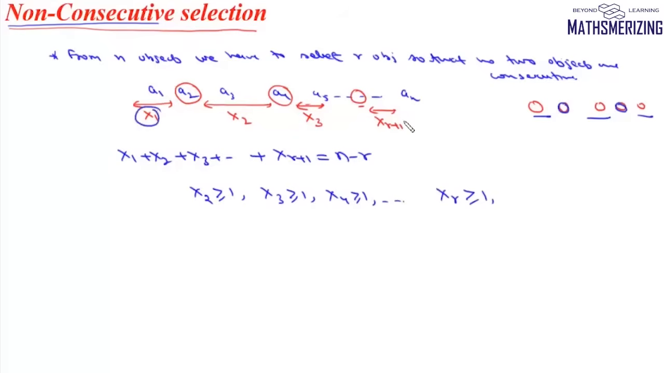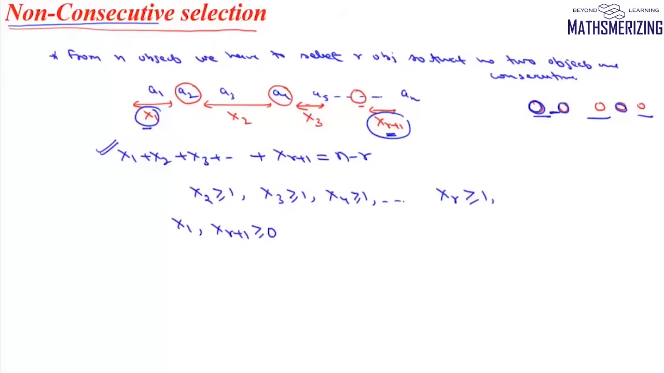What about x1 and x(r+1)? Now the case can be, we have selected this first element and then we have taken a gap, and then we can select say third or fourth or any other element. So this x1 and x(r+1) can take a value 0. So here x1 and x(r+1) should be 0 or greater than 0. So we'll need to find the total number of solutions of this linear equation x1 plus x2 plus x3 plus ... plus x(r+1) equals n minus r, such that x1 and x(r+1) should be 0 or greater than 0, and all other variables should be 1 or greater than 1.